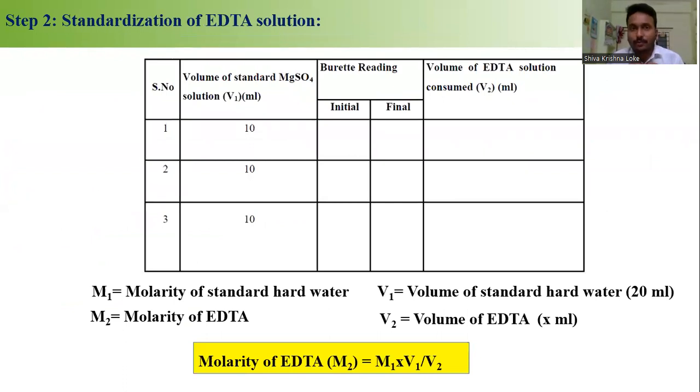In step 2, after preparation of standard MgSO4 solution, we have to pipette out 20 ml, or 10 ml, whatever, depending upon the units provided. So we have to pipette out 10 ml of standard MgSO4 solution into the given conical flask. After transferring the 10 ml of MgSO4 solution, we have to add the indicator Eriochrome Black T and 2 drops of the additive called buffer. After adding the indicator and buffer, we have to conduct a titration against the given EDTA solution.